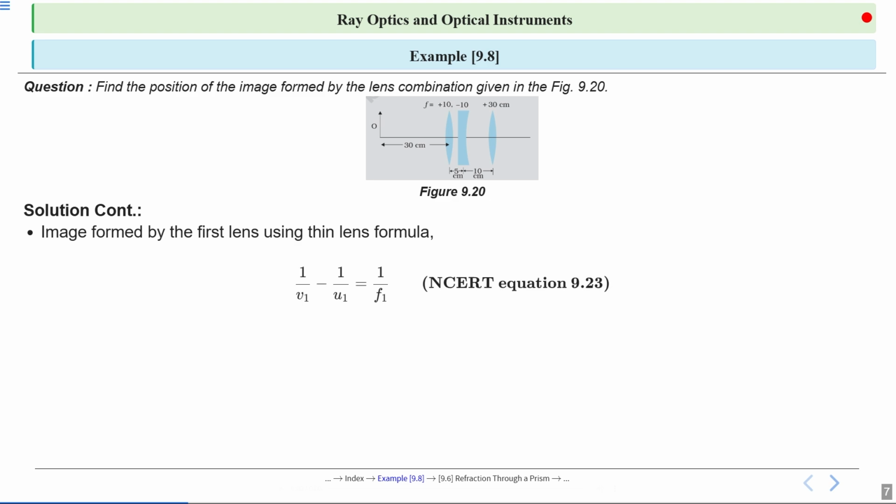Here is the thin lens formula. 1/v1 - 1/u1 = 1/f1. In this equation, v1 is the image distance, u1 is the object distance, and f1 is the focal length of the lens. Each of these variables is measured in centimeters. This formula will help us to calculate where the image is formed by the first lens.